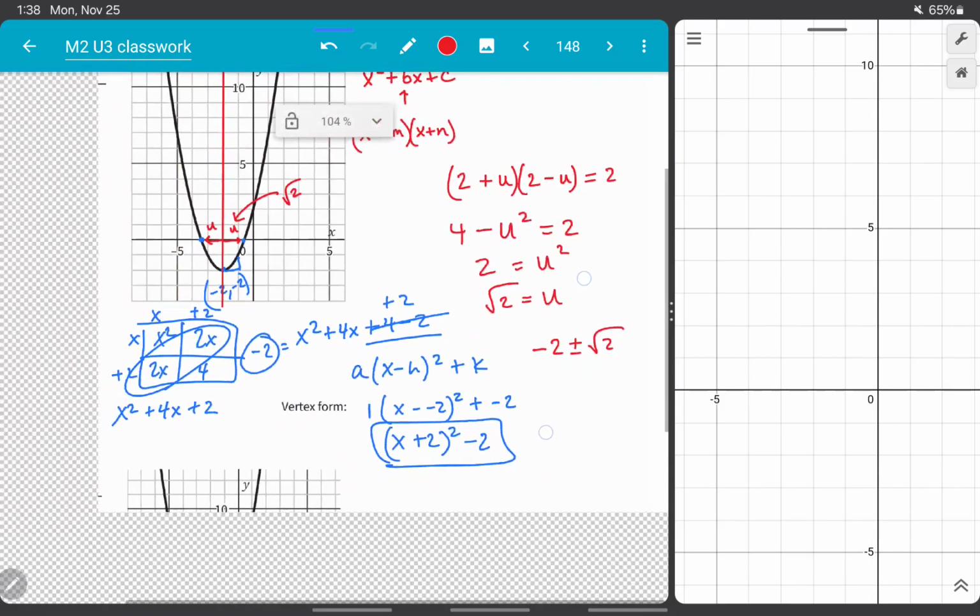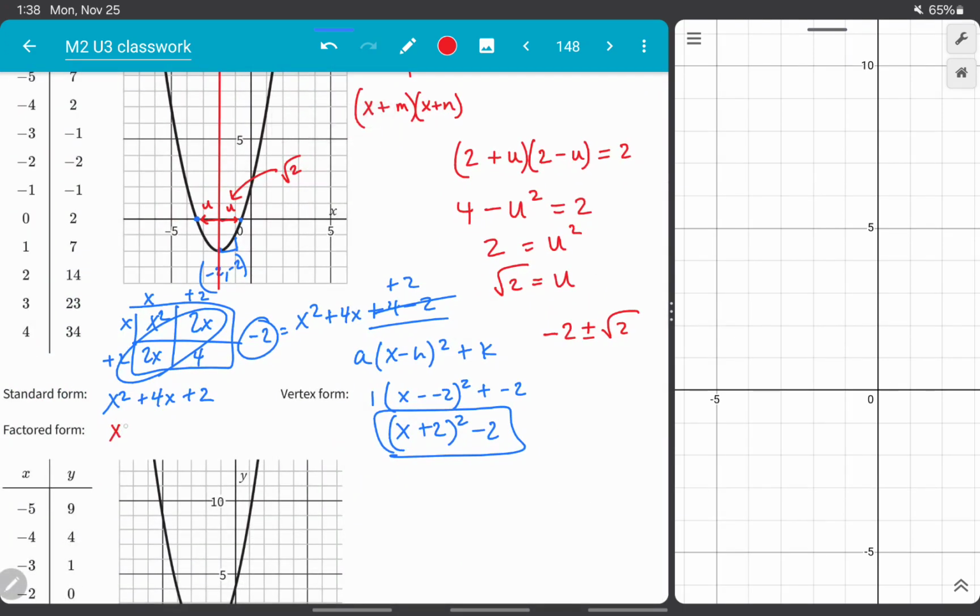And now if I plug those into factored form, I'm going to have x minus (-2 plus square root 2), and x minus (-2 minus square root 2), which can probably be simplified to x plus 2 minus square root 2, and x plus 2 plus square root 2. That would probably give me my factored form.